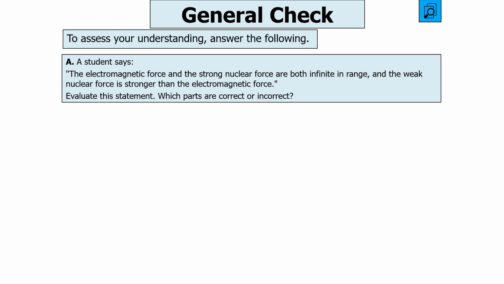A student says that the electromagnetic force and the strong nuclear force are both infinite in range and the weak nuclear force is stronger than the electromagnetic force. Evaluate the statement. Which parts are correct or incorrect? So pause the video now, then unpause the video when you want to go through your answer.